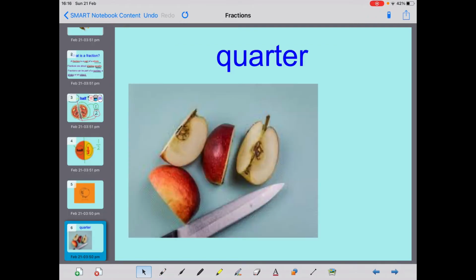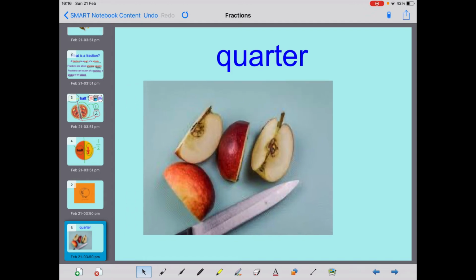The next fraction we're going to have a look at is quarter, and you can see here that we've got a yummy apple, and it has been cut into 4 pieces. So we're going to do just like we did with a pizza. We had 4 pieces, so let's get the pen. 1, 2, 3, 4 pieces. So that goes as our bottom number, because that's how many equal pieces we have. And if we're going to have just this bit here, we're going to have 1/4 of the apple.